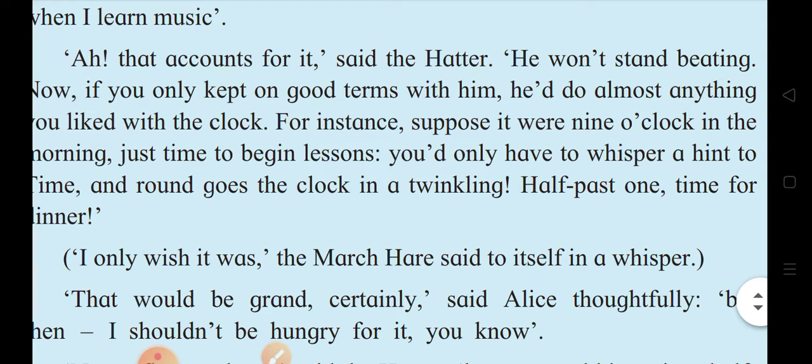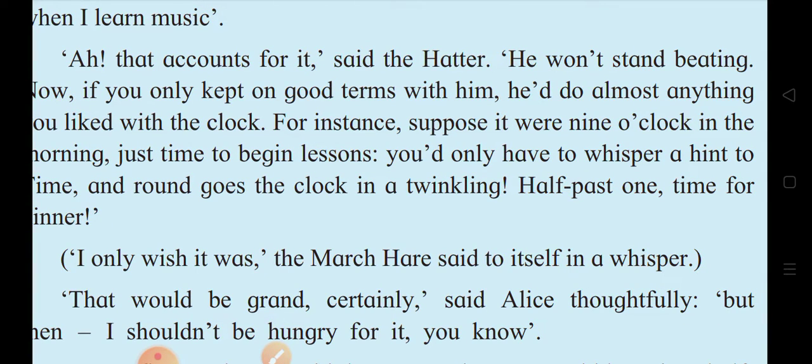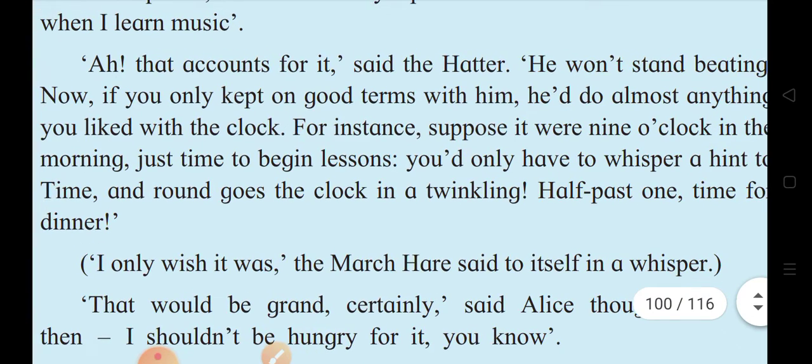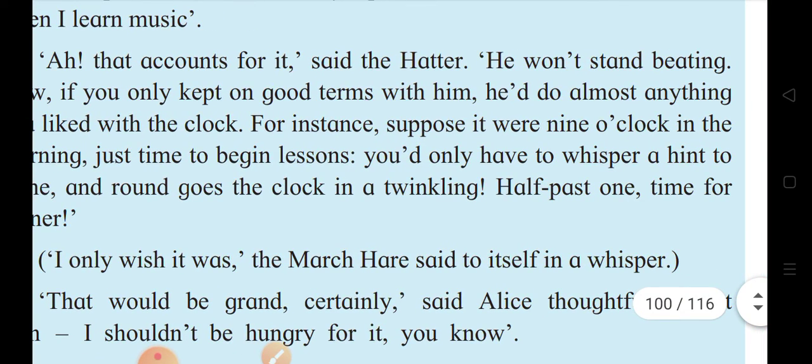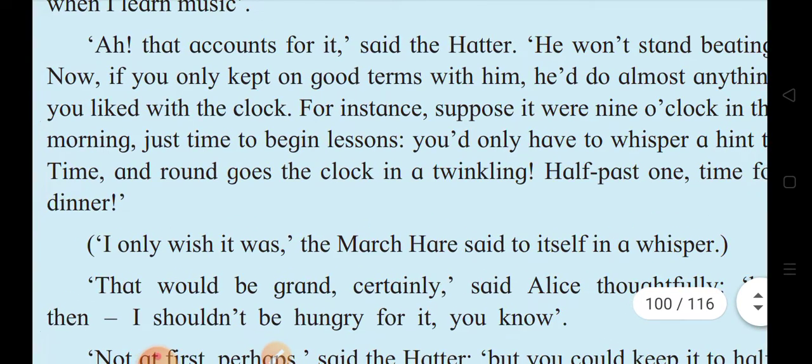Okay, so here, all these creatures were given some punishment, and they were only having the tea time, so they can enjoy only the tea time and not any other time. So he's saying that if you know better about the time, and you are in good terms with the time, he will always allow you to do anything you want. If you're in good terms with him, with the time, he'd do almost anything you liked with the clock.